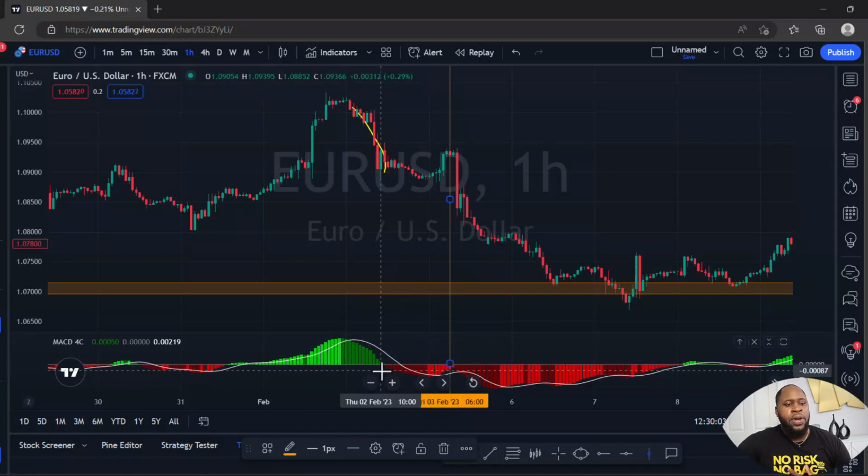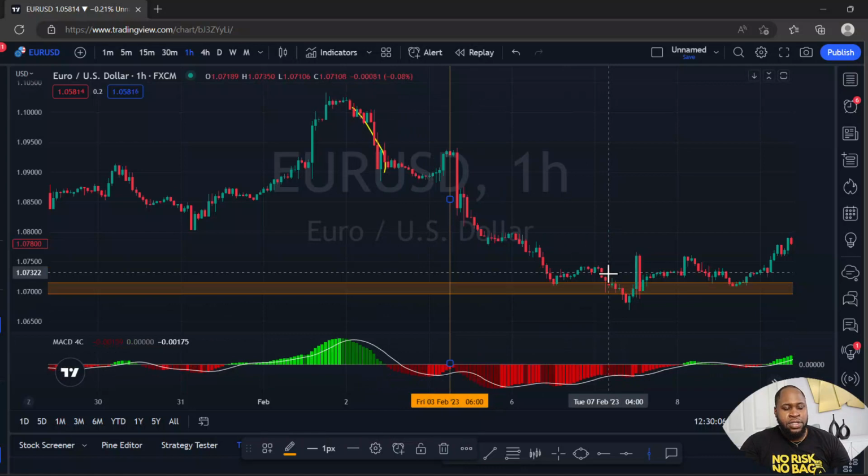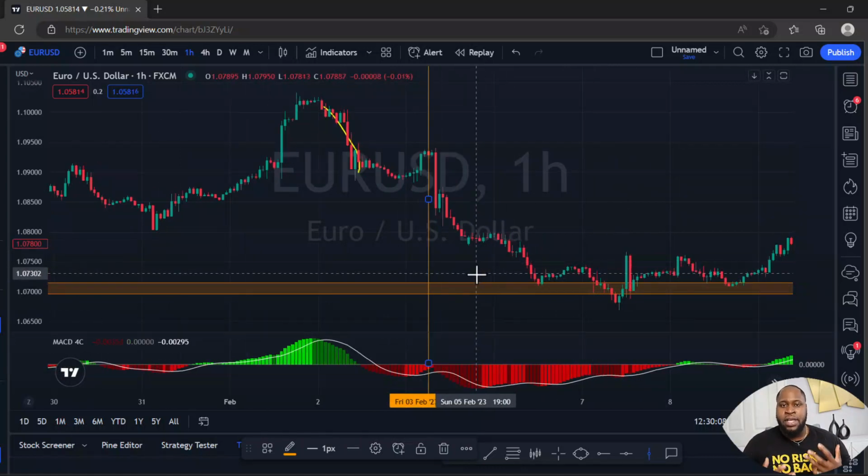And that's fine. So now we don't necessarily have divergence, but in what way can we possibly take advantage of this move? There has to be a way we can take advantage of this move. There is a way you can take advantage of this move using the MACD indicator.